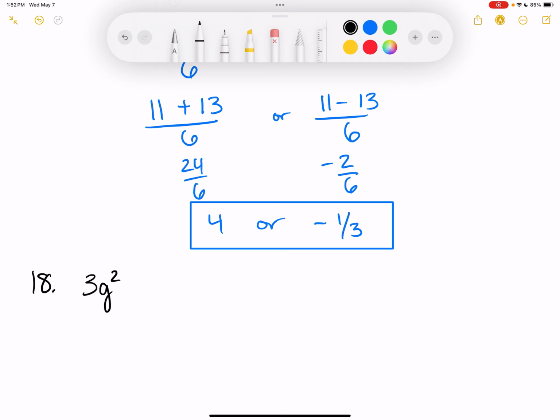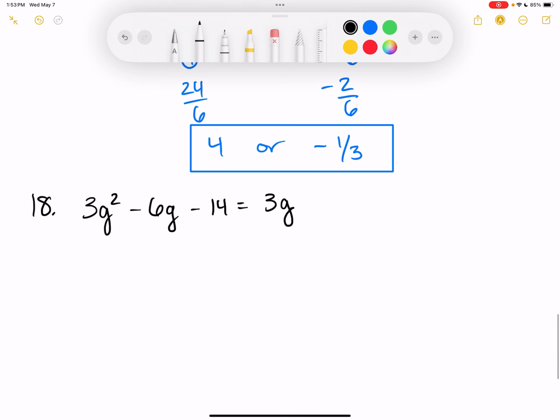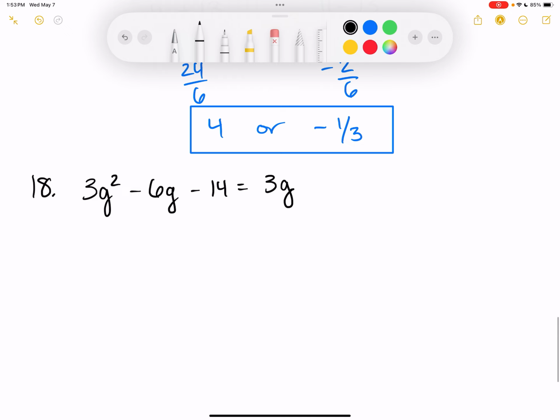3g squared minus 6g minus 14 equals 3g. Since Jonathan proved he knows it, we'll go there in a second. What do I need to do with this one? Sam proved it. Move the 3g over by subtracting. So I've got 3g squared minus 9g minus 14 equals 0.